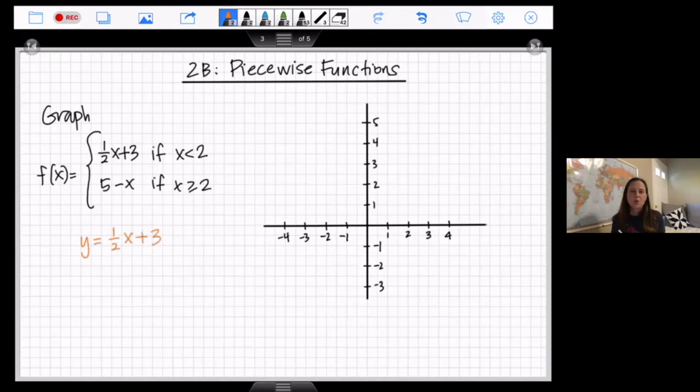And I'm doing it in orange because this graph isn't going to be my final answer. It's just going to be a tool to find my final answer. All right, so that's just a line, right? An mx plus b, where my y-intercept is 3. So I'm going to graph a y-intercept of 3.